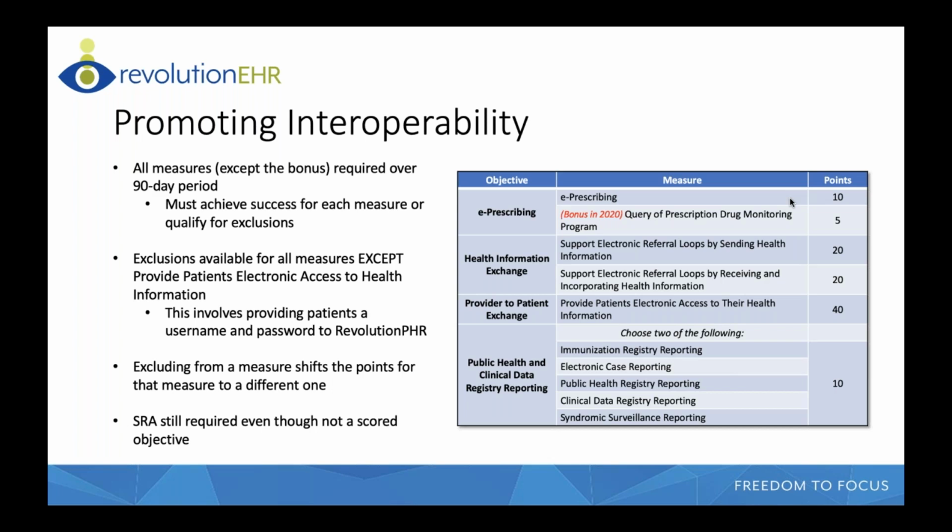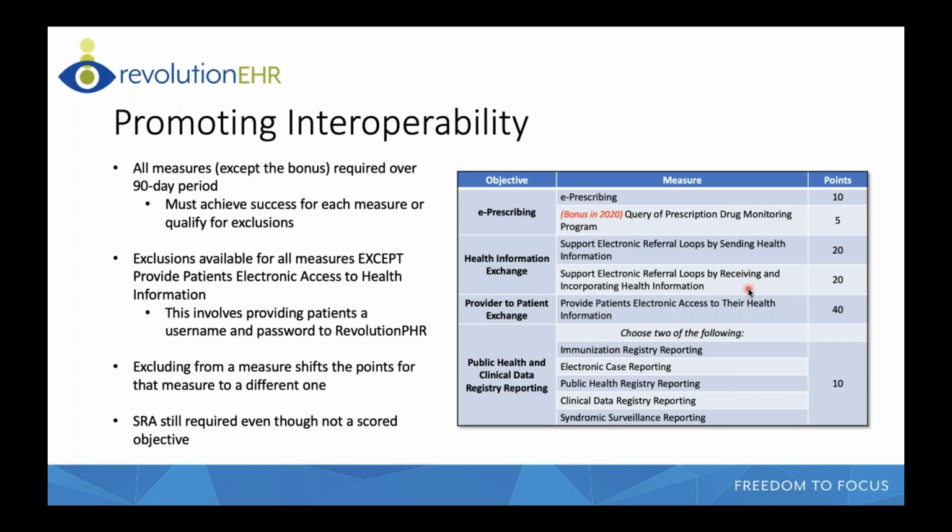On the exclusion front, there's exclusions available for everything except for one measure, and that is provide patients electronic access to their health information. A lot of times you'll hear us refer to that as the Revolution PHR measure because it's really asking us to provide a username and password to Revolution PHR to our patients.